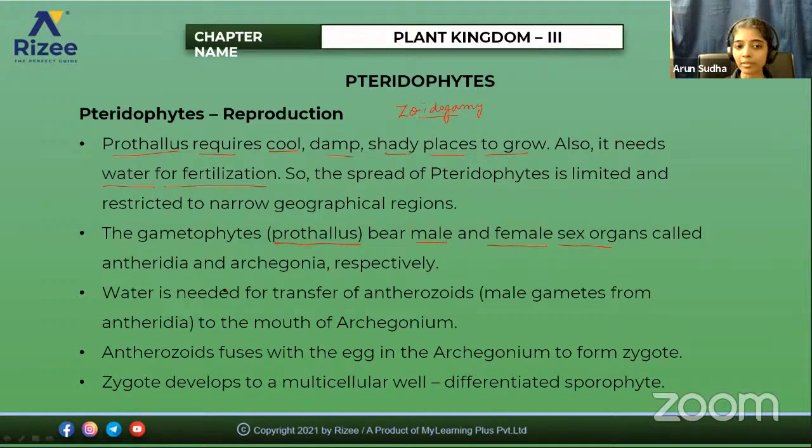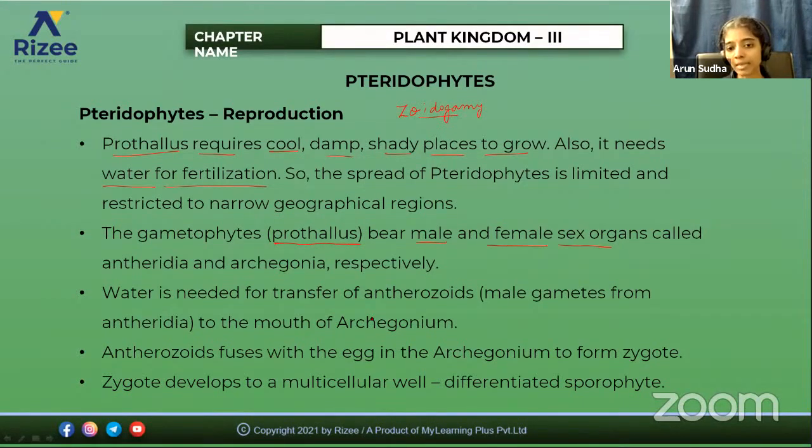So here, like in the case of bryophytes, what will happen? The antheridium will dehisce and release the antherozoid. The antherozoid is the male gamete, and water is needed for the transfer of the antherozoid, that is the male gamete, from antheridia to the mouth of the archegonium. So it is similar to mosses.